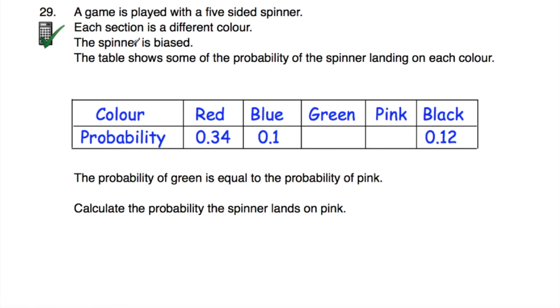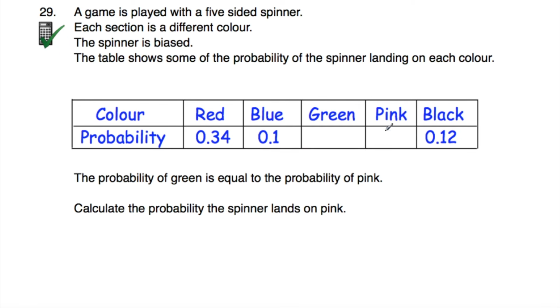So question number 29 says, a game is played with a 5-sided spinner and each section has a different colour and the spinner is biased. And then we've got this table and we've got the colours and some of the probabilities. And we're told the probability for green is equal to the probability for pink. We've been asked to calculate the probability that the spinner lands on a pink.